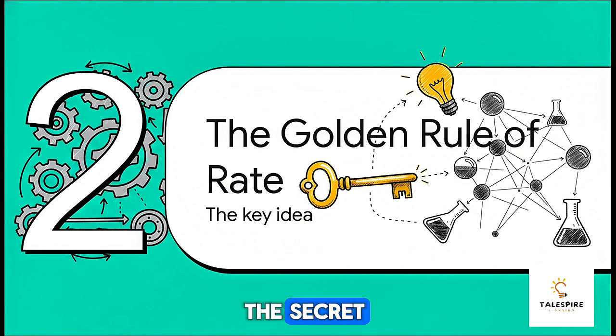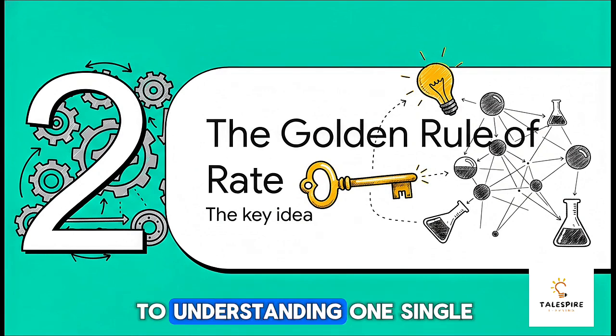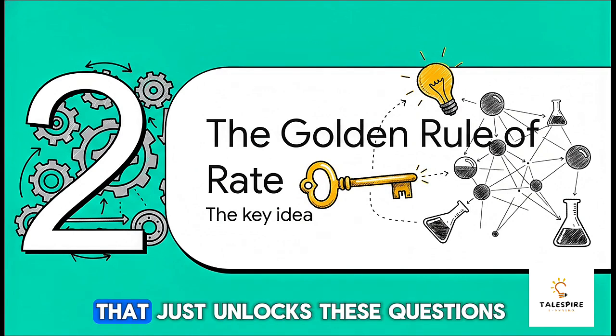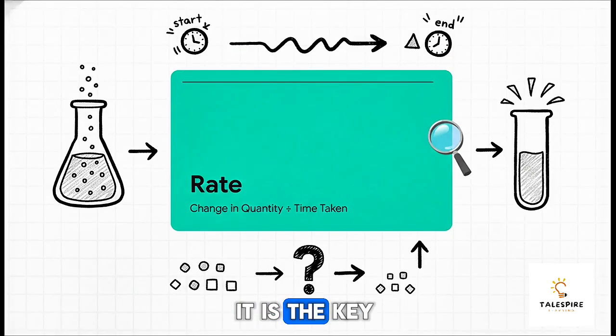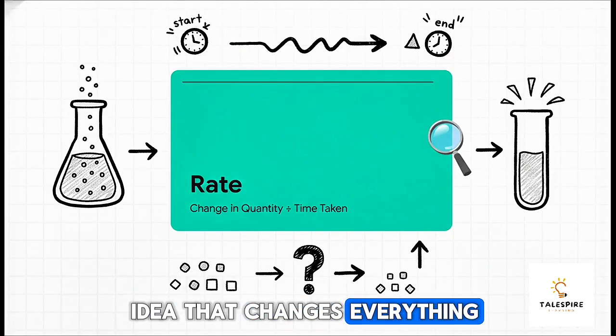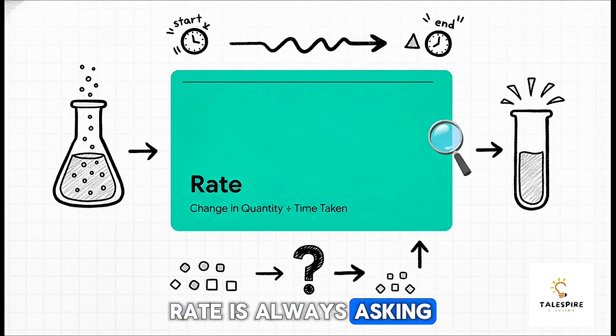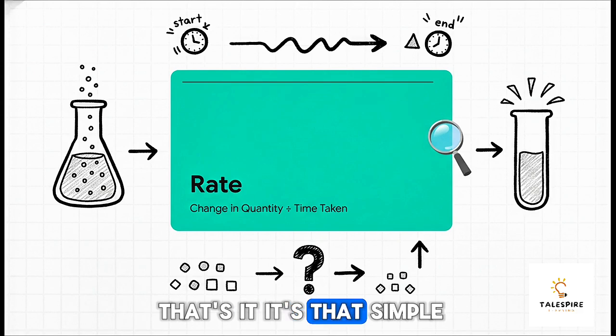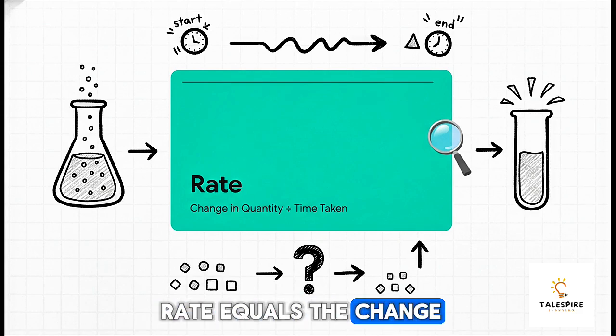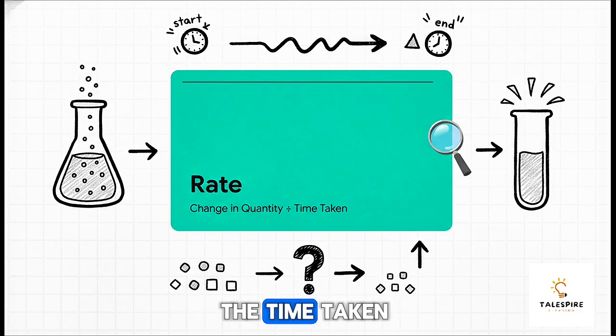So what's the secret? It all comes down to understanding one single golden rule that unlocks these questions every single time. Here it is, the key idea that changes everything. Rate is always asking how much of something changed over a period of time. That's it. It's that simple. Rate equals the change in quantity divided by the time taken.